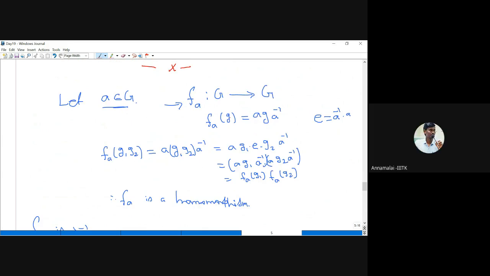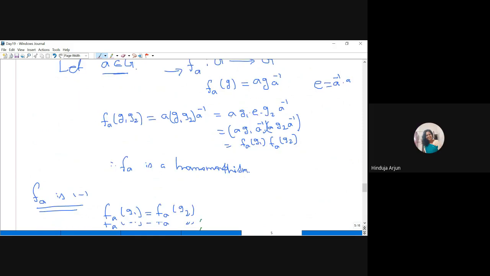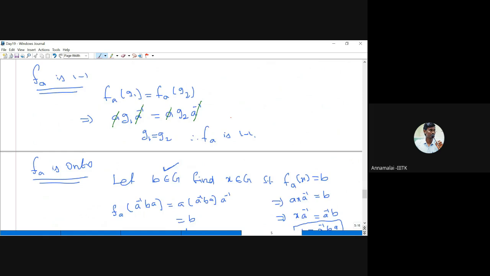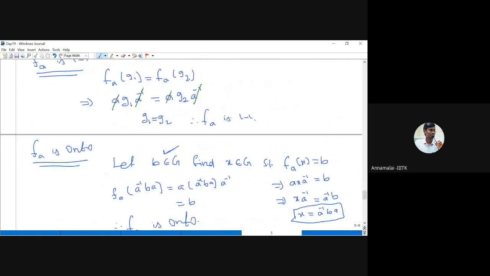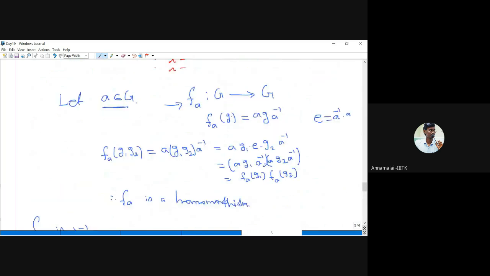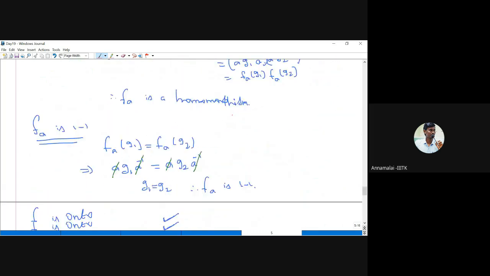To say the function is an automorphism, first you have to check whether it is a homomorphism or not, and then you have to check one-one and onto. It's enough to check that the function is an automorphism or not. So the group may be anything, either an abelian group or a non-abelian group. Okay, sir.